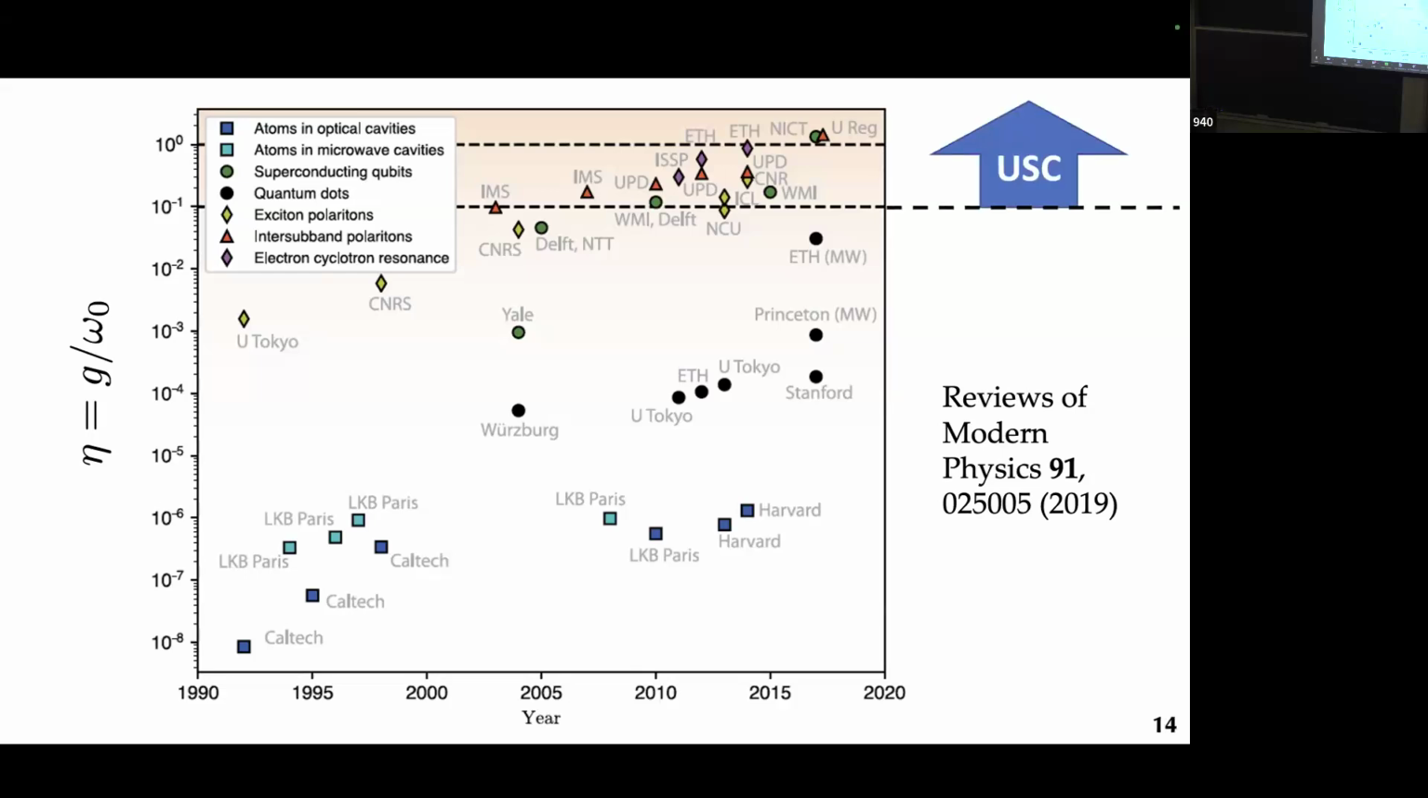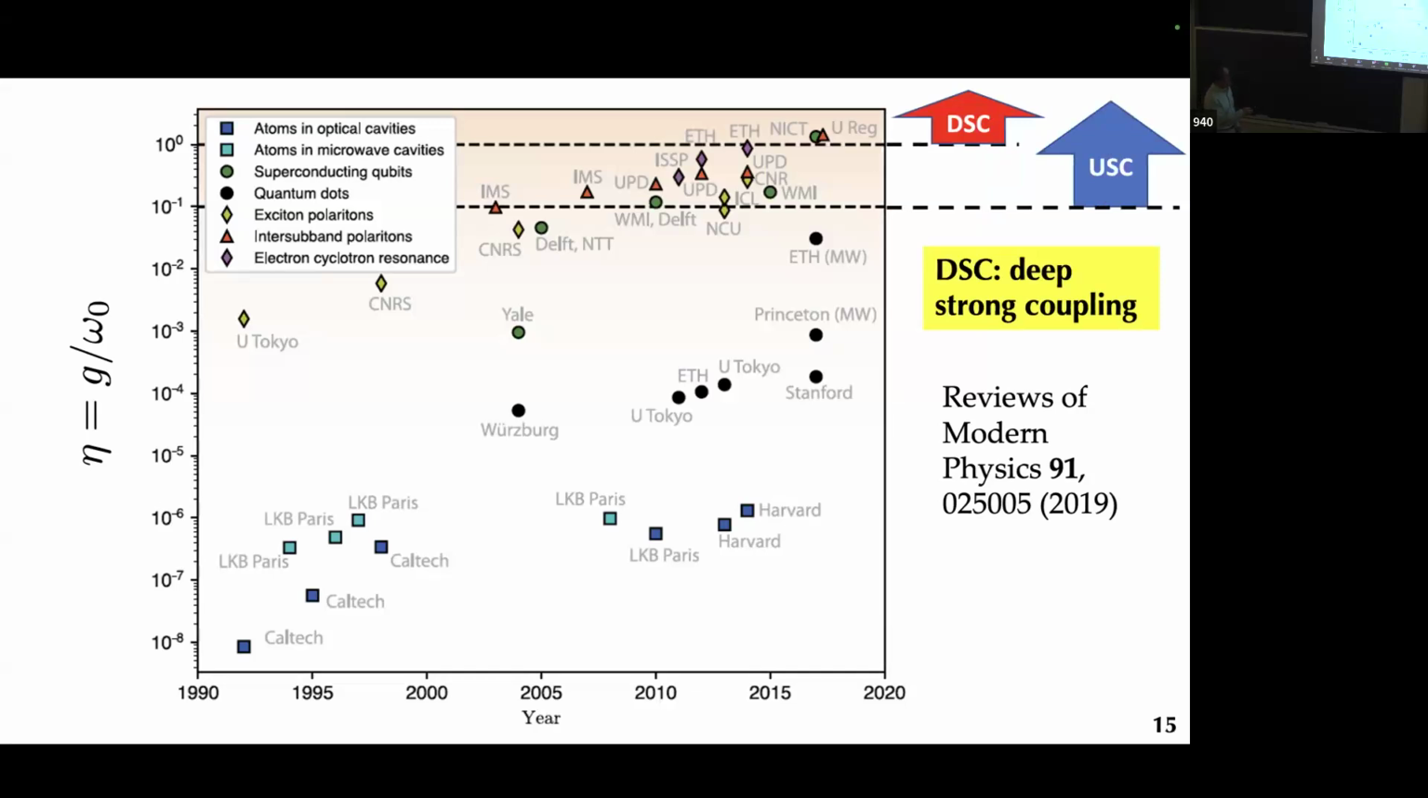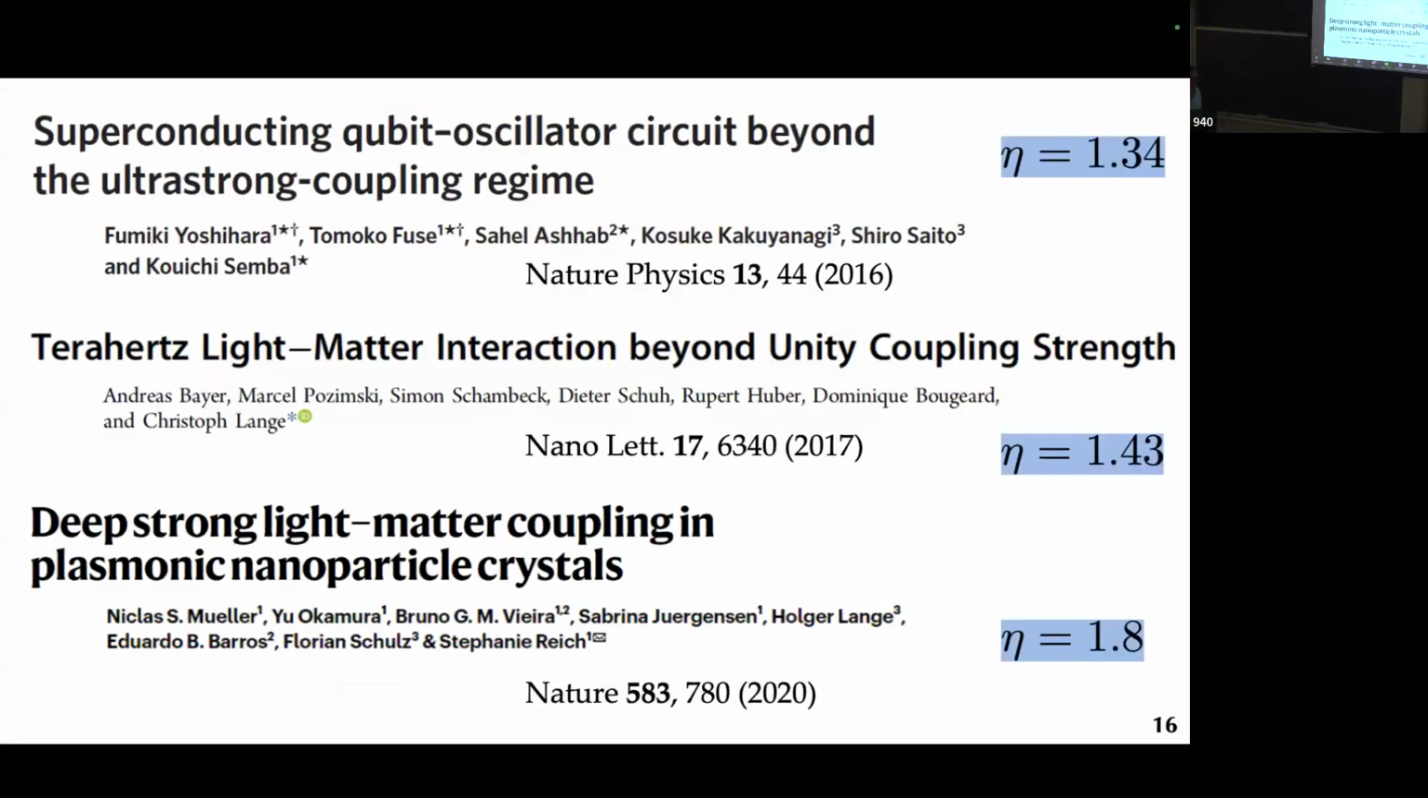And once this parameter becomes larger than 10%, then you start seeing the effects of the breakdown of the rotating wave approximation. Non-intuitive light matter interaction effects start appearing when this parameter becomes larger than 10%, and this is the definition of the ultra-strong coupling regime. And some experimental groups have achieved further the deep strong coupling regime where this parameter is larger than 1. These experimental demonstrations include superconducting qubits, transmon qubits, cyclotron resonance systems or Landau polaritons, and plasmonic nanoparticle systems. So they have reported values of eta larger than 1.